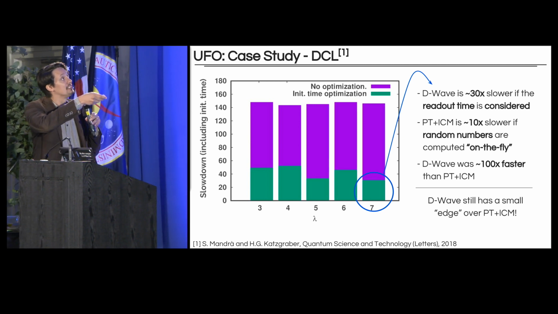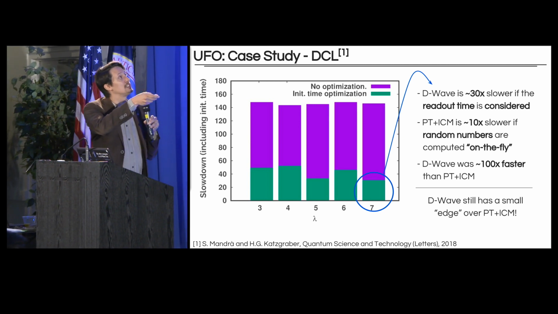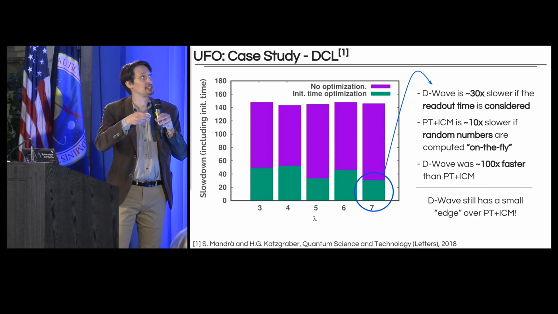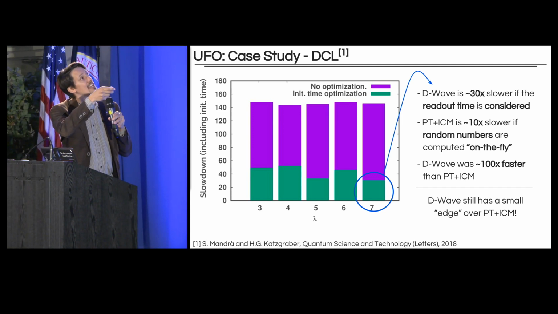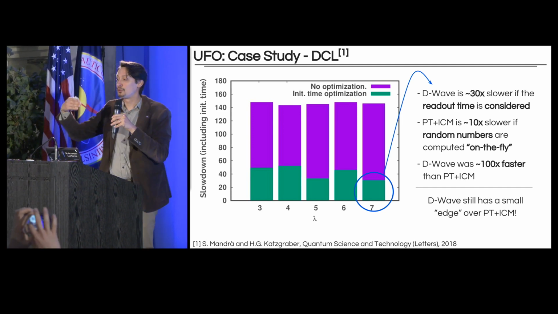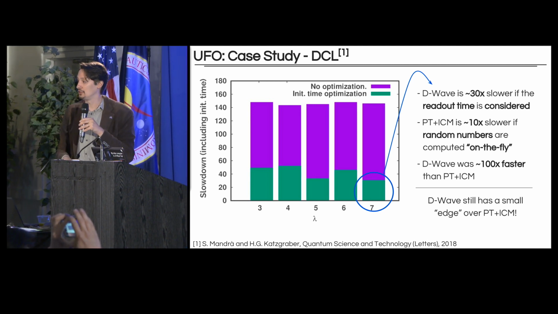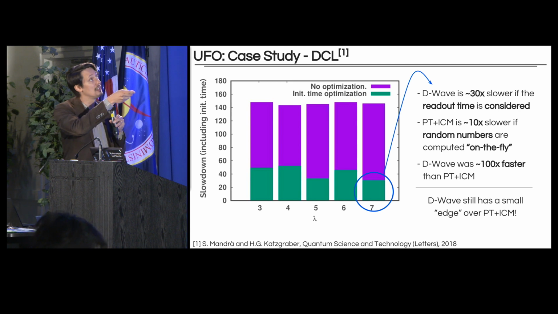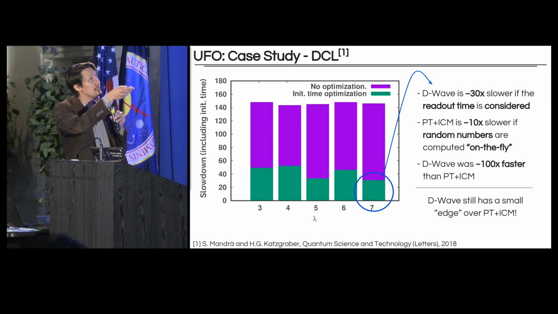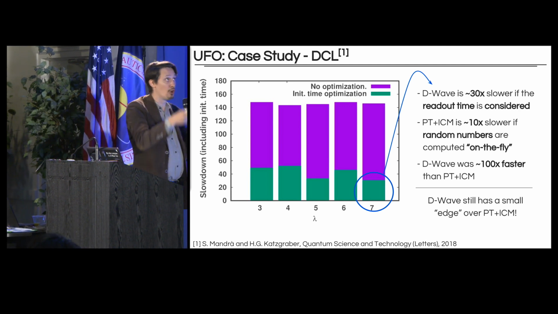Here, I am plotting the slowdown, either not including the initialization time, but either by not optimizing the time to solution or by optimizing the time to solution including the initialization time. As I said before, without optimization, it's 140 times lower.